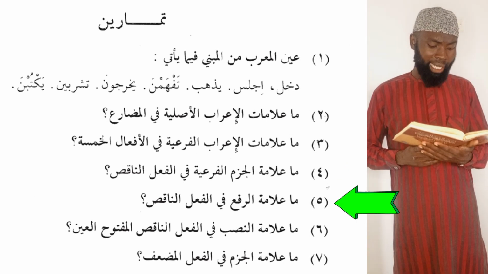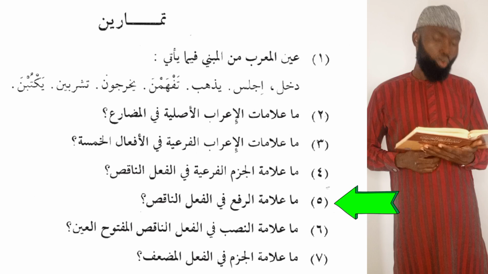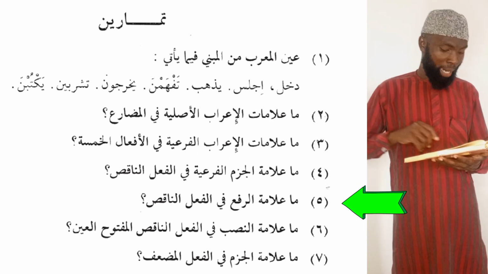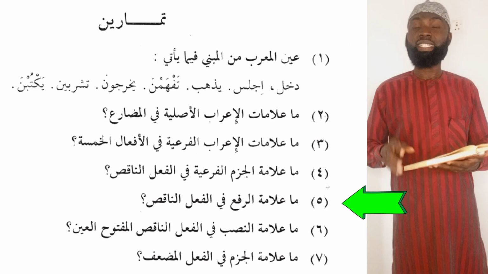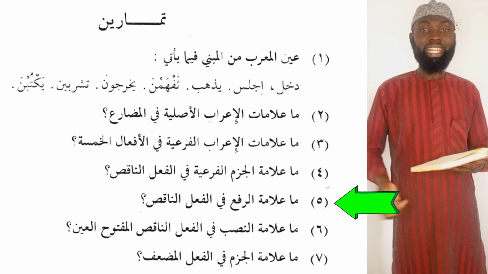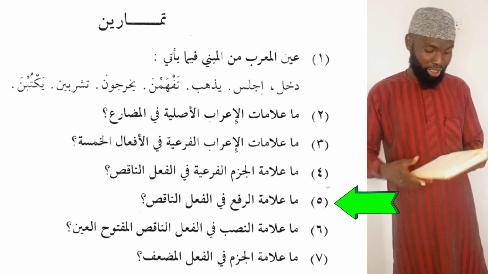Number four, we have ma alamatul rafi fil fi'l naqis. What is the sign that shows that this word is an indicative word supposed to be carrying dhamma when you have a verb that ends with a sick letter? The sign is that the dhamma will be hidden. It will still be amshi, mashallah.